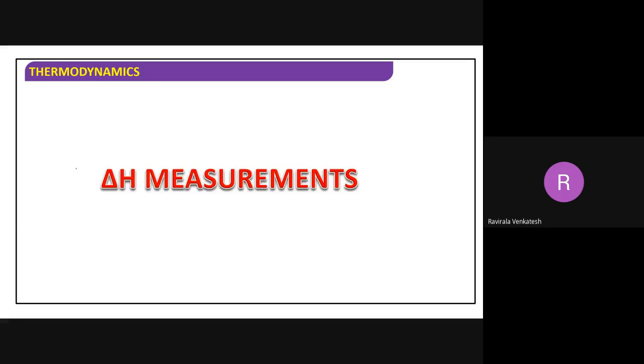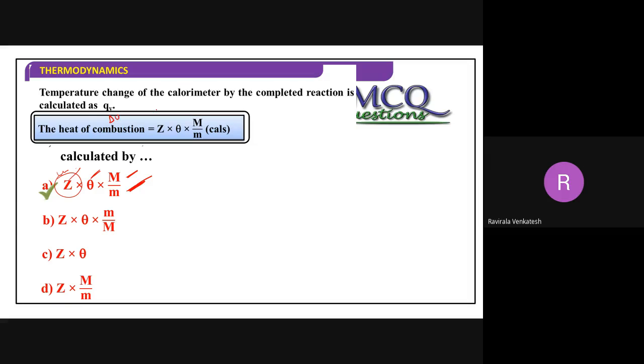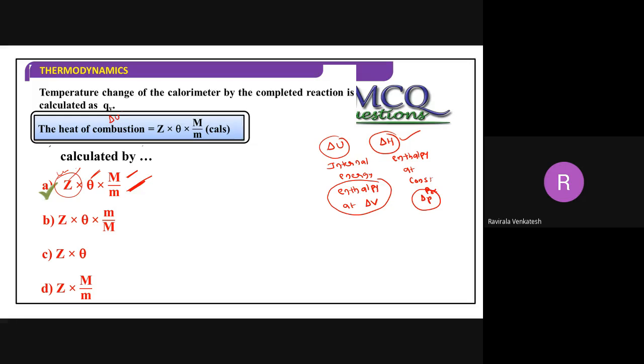Delta H, how do you calculate it? You got delta U now here. By using this formula, we are calculating delta U. What is the difference between delta U and delta H? Do you know the difference? This one is internal energy, and this one is enthalpy. Heat at constant pressure is called enthalpy, delta H. Heat at constant volume is called internal energy. Understood?